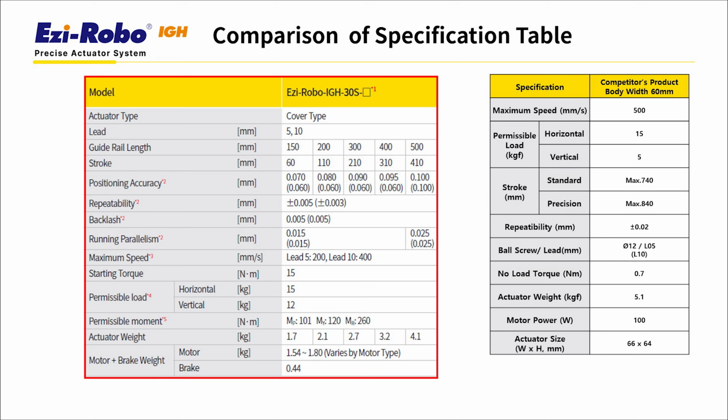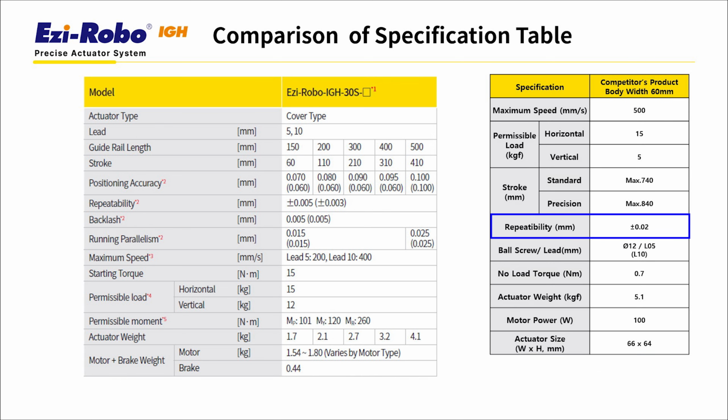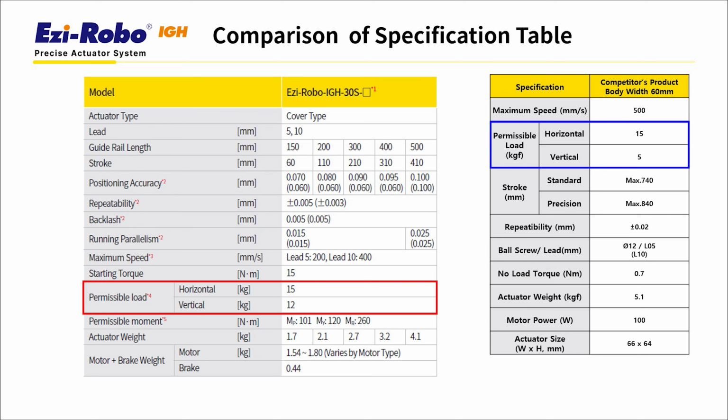Let's compare the Ezi-Robo IGH model with a competitor's robot that has the same body width of 60 mm. Since Ezi-Robo IGH guarantees a wider range of specifications, we'll first compare the values that are provided by the competitor. First, repeatability. The competitor guarantees plus or minus 0.02 mm, while Ezi-Robo IGH guarantees plus or minus 0.005 mm, showing 4 times better performance. Next, let's look at load capacity.